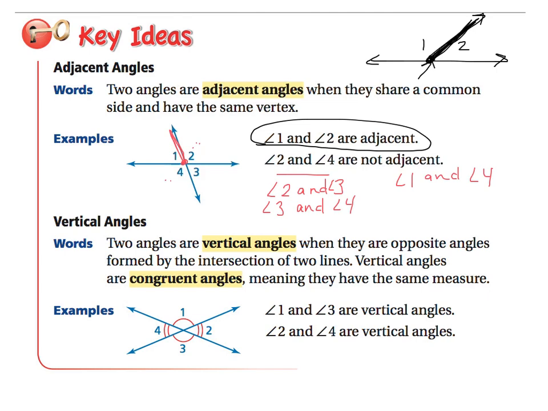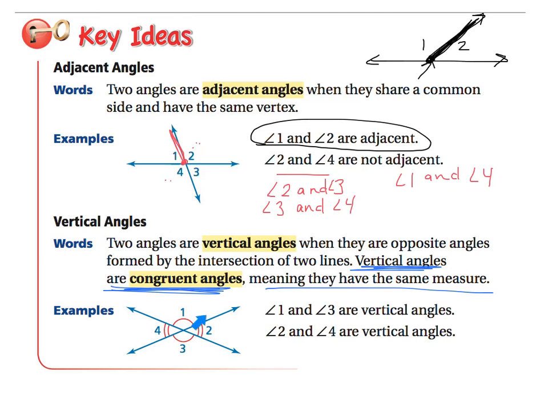Vertical angles. Vertical angles are two angles that are opposite angles formed by the intersection of two lines. Vertical angles must be congruent. Vertical angles are congruent, which means they have the same measure. Now, by the way, in geometry, actually I'm going to tell you, you need to do this. You need to have a separate list with these vocab words written down. Please make sure you have a vocab list somewhere in your notes.